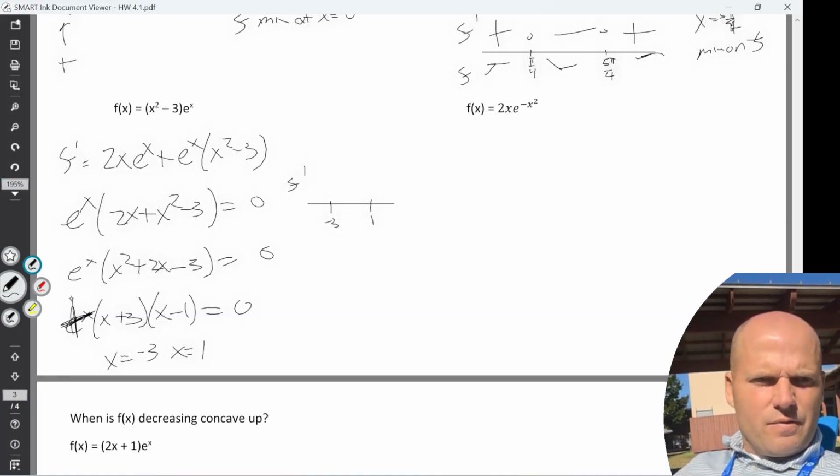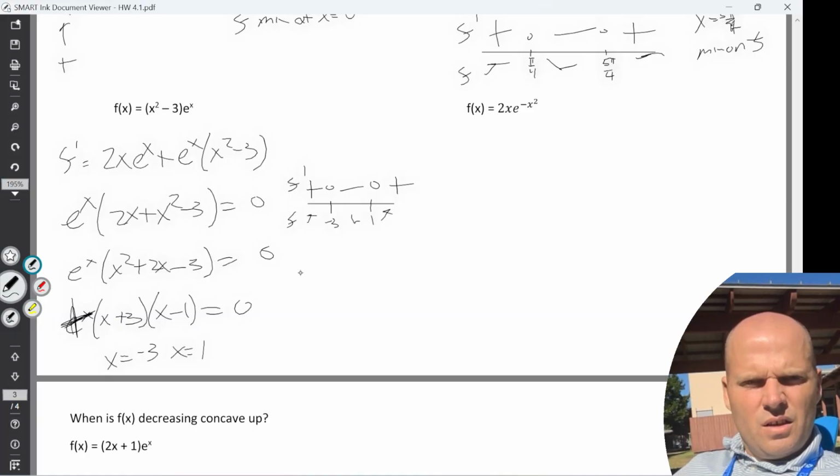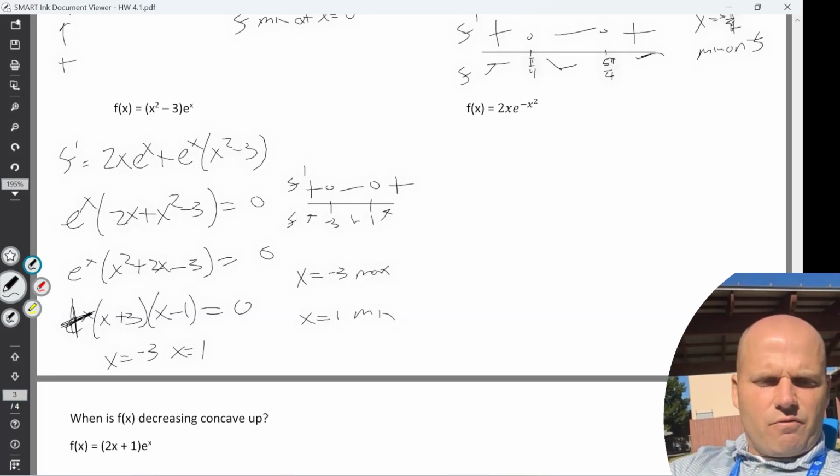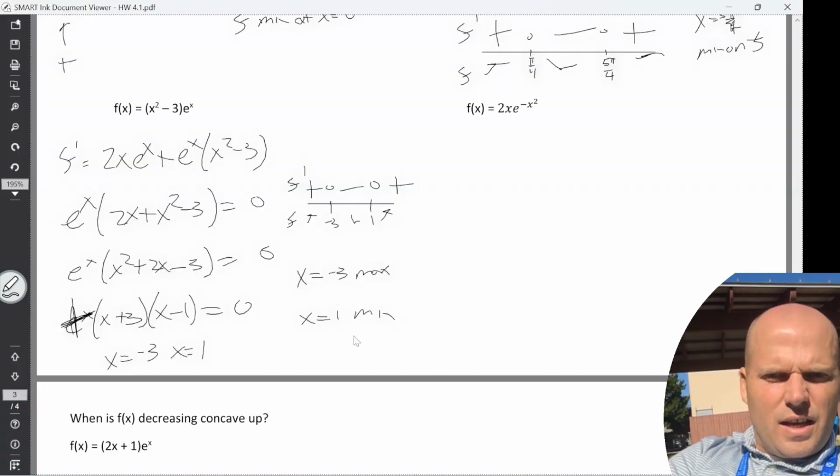This is always positive. I'm going to go to like 2, positive, positive. This will be negative. This will be positive. F, increasing, decreasing, increasing. X equals -3 is a max on f. X equals 1 is a min. I want to see this because it's really cool to see it like this.